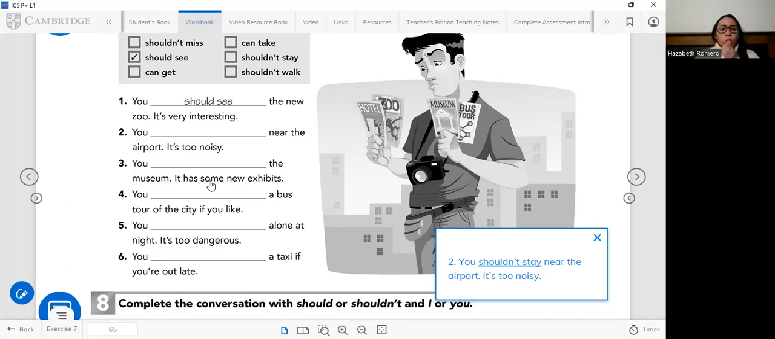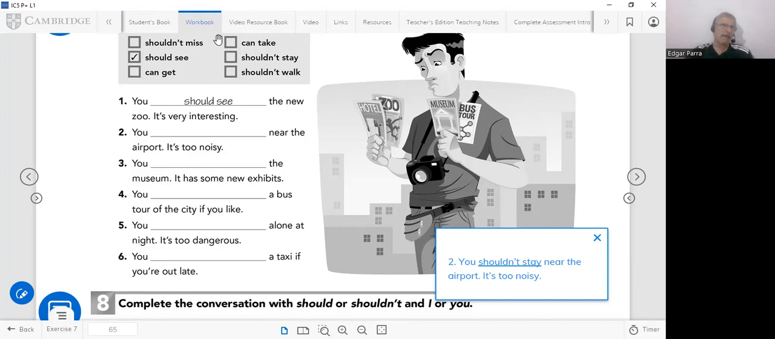You shouldn't miss the museum. It has some new exhibits. You know why? Because this is very important. Shouldn't miss. When you are absent, okay, you are absent, you are missing.